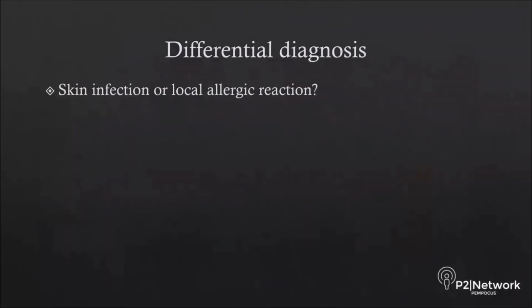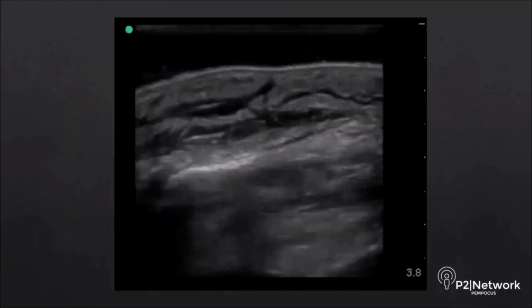So what are your differential diagnoses? Is this a skin infection or is this a local allergic reaction? You go ahead and do your ultrasound and you see these linear bands in the subcutaneous tissue with thickened skin. So rather than the cobblestone pattern that may indicate cellulitis, you see these linear bands that may indicate this may be an angioedema.